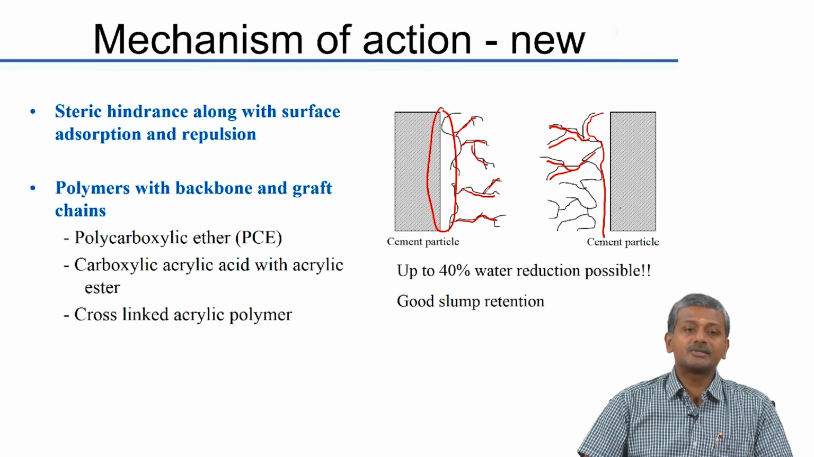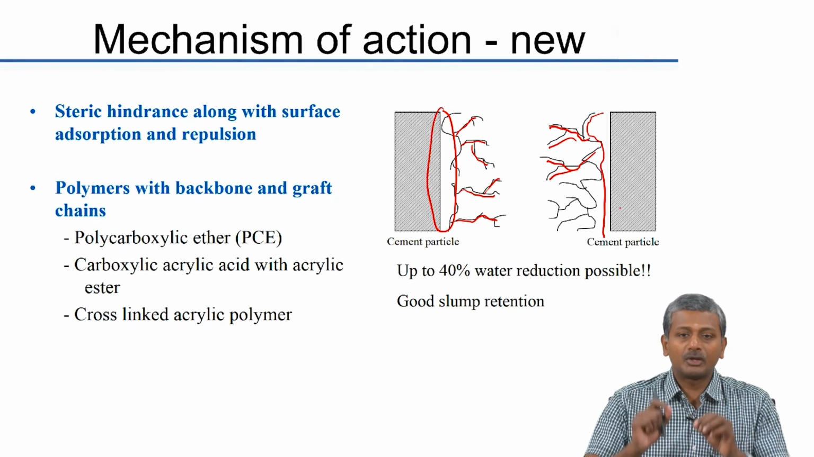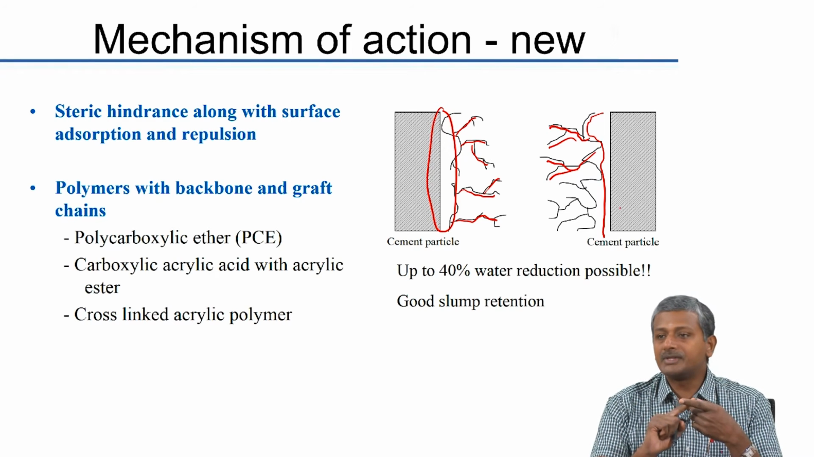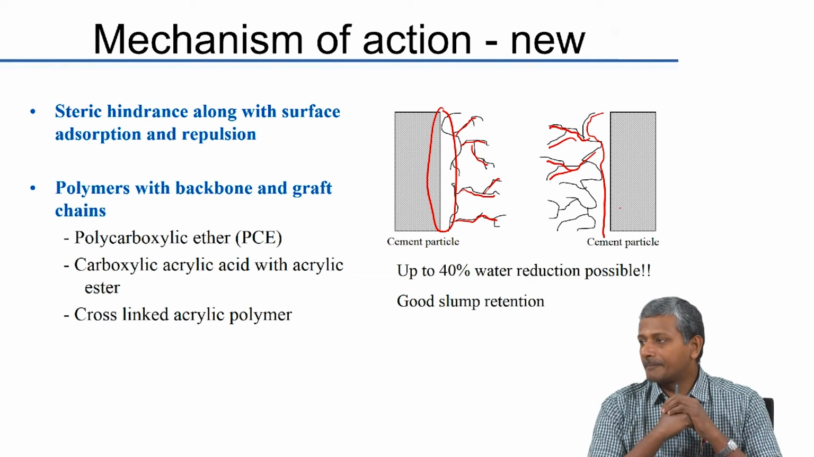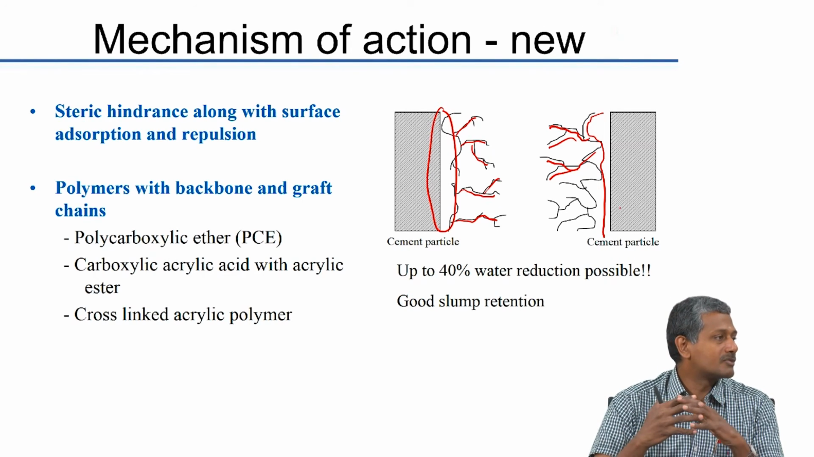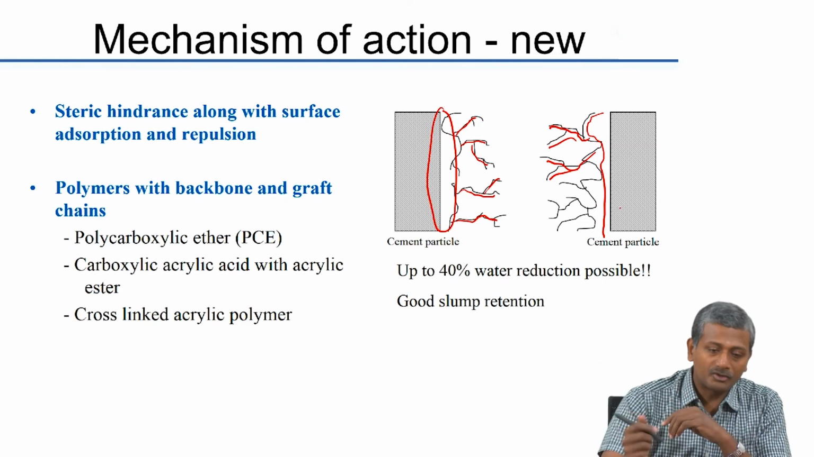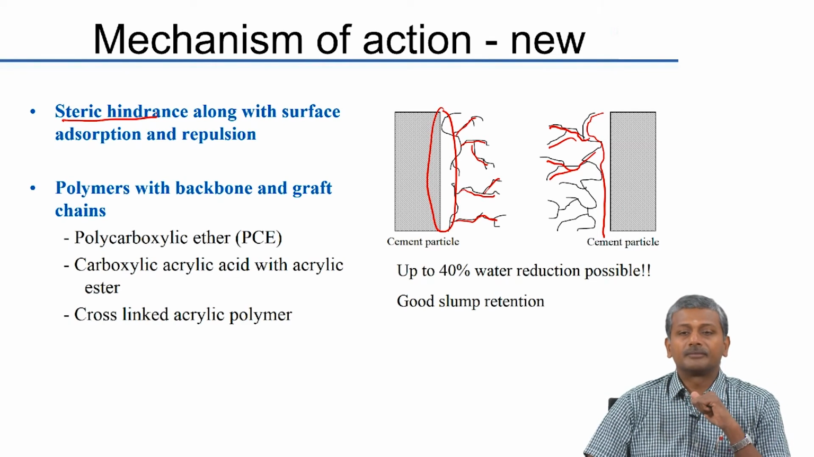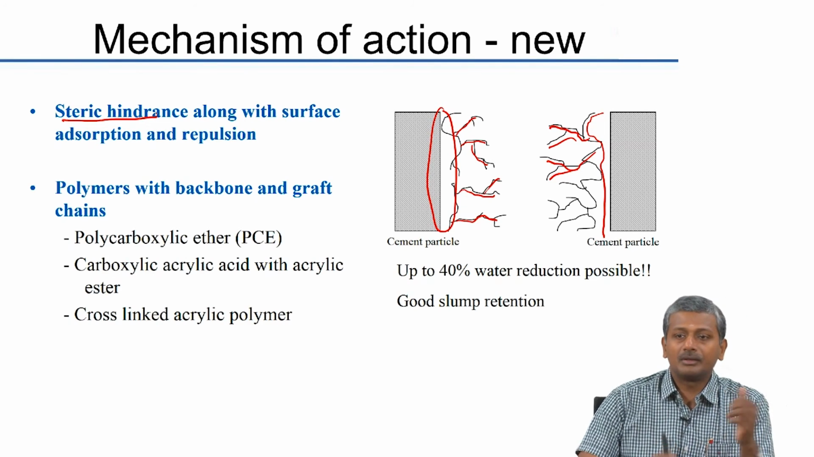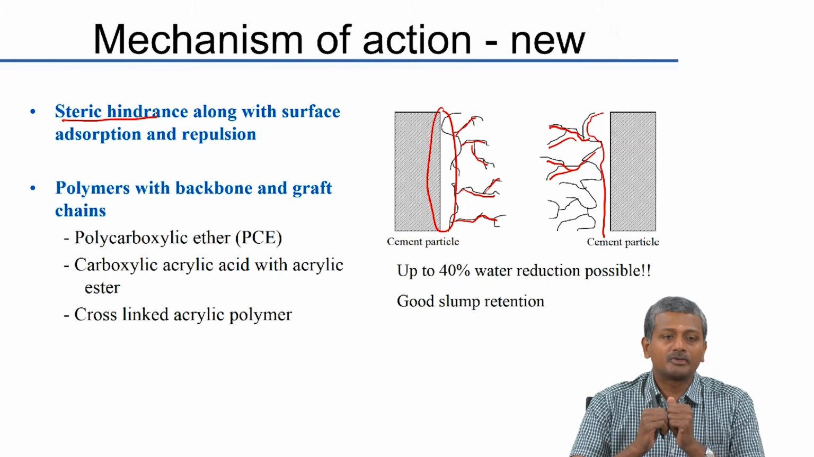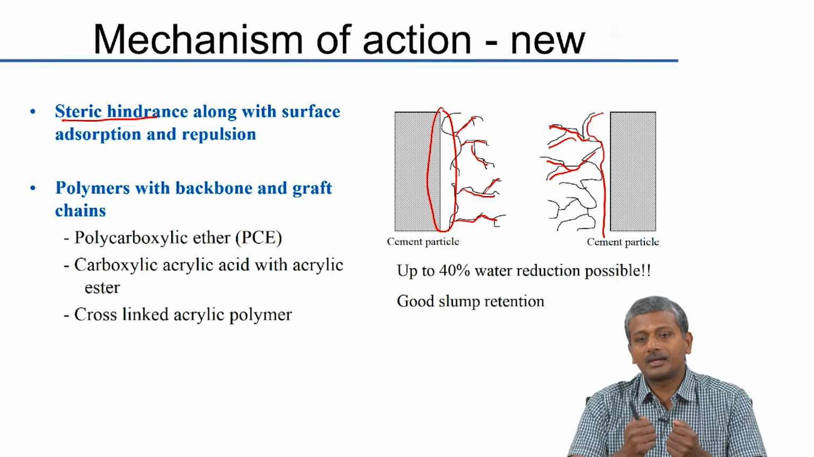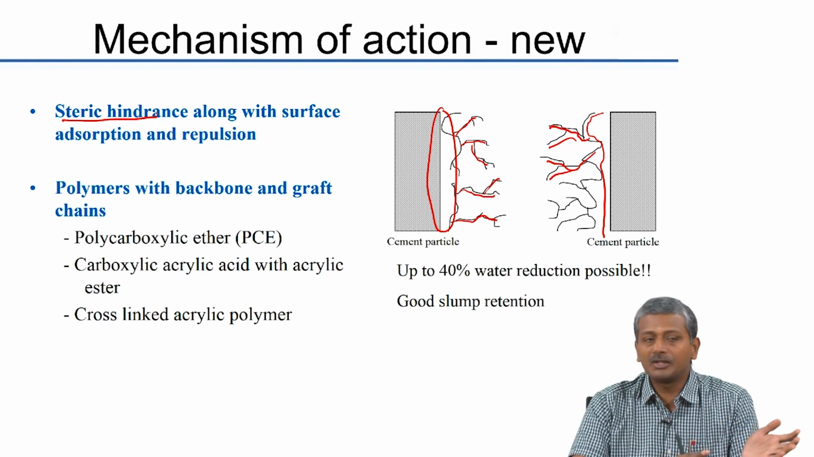So, what is happening now is, after you have the adsorption taking place, the structure of the polymer itself prevents the cement grains from getting together. In other words, flocculation is prevented by the bulkiness of the side chain of the chemical admixture, and this process is called steric hindrance. In the older generation admixtures, the repulsion was being caused because of charge. In this case, the repulsion is being caused because of steric hindrance. That is the difference between the old and new generation.